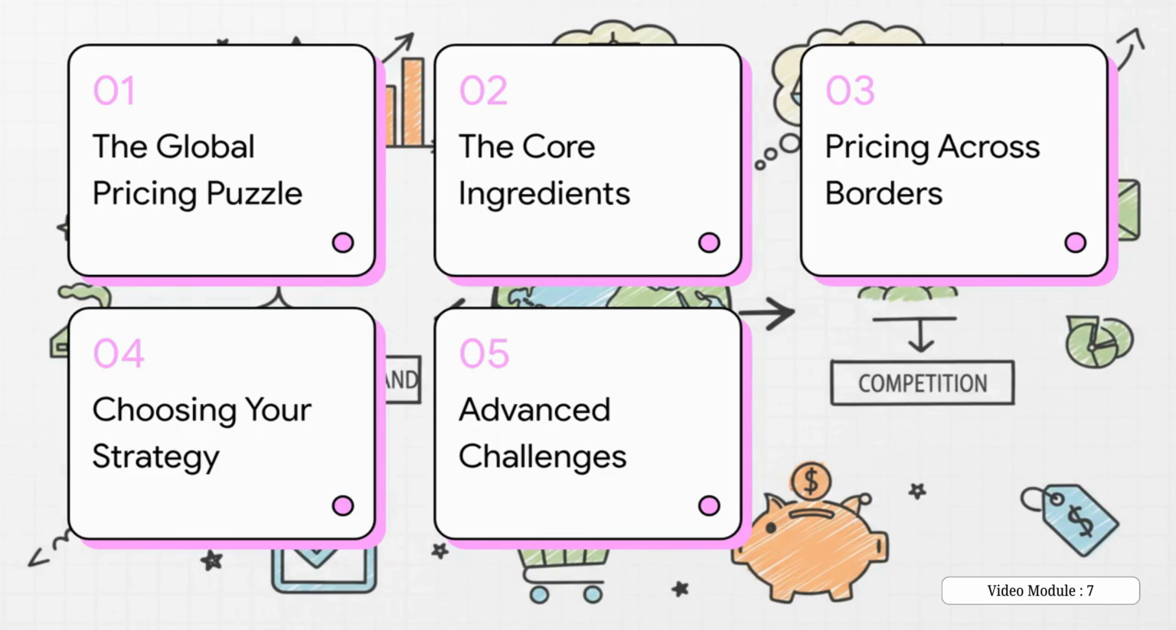So here's our roadmap for today's journey. We'll start with the big picture, the global pricing puzzle itself. Then we'll break down the basic ingredients of any price before we see what happens when you start pricing across borders. After that, we'll dive into the specific strategies companies use, and we'll finish up with some of the trickiest challenges they face out there.